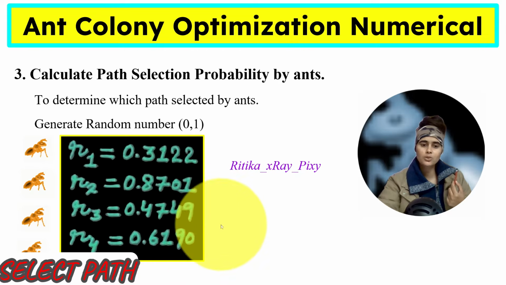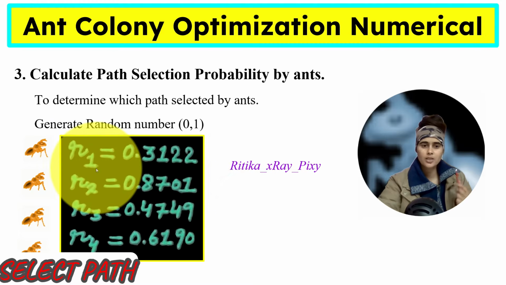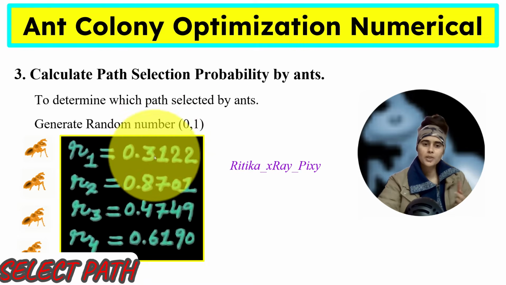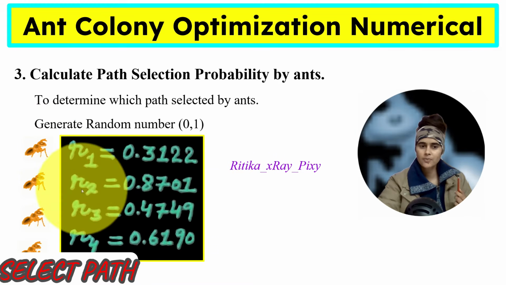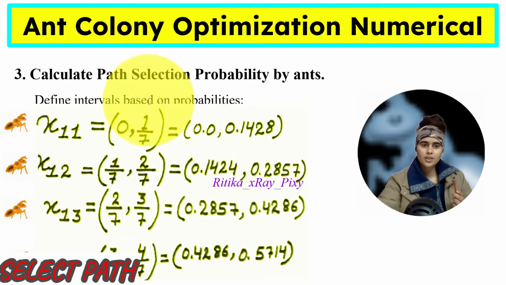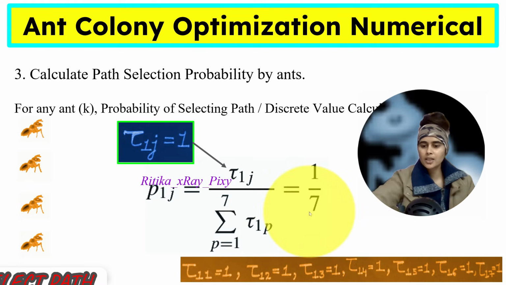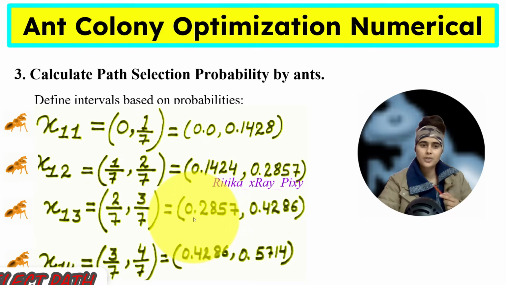So now we are going to determine the path selected by the ants. First we will generate 4 random numbers. We have 4 ants, so we will generate 4 random numbers. They are normally distributed random values in the range 0 and 1. First random number for first ant, second random number for second ant, third for the third ant, fourth for the fourth ant. After that, we will define the intervals based on the probabilities. Selection probability, that is 1 by 7. Now we will define the intervals based on the probabilities. We will create the intervals for the roulette wheel selection process.